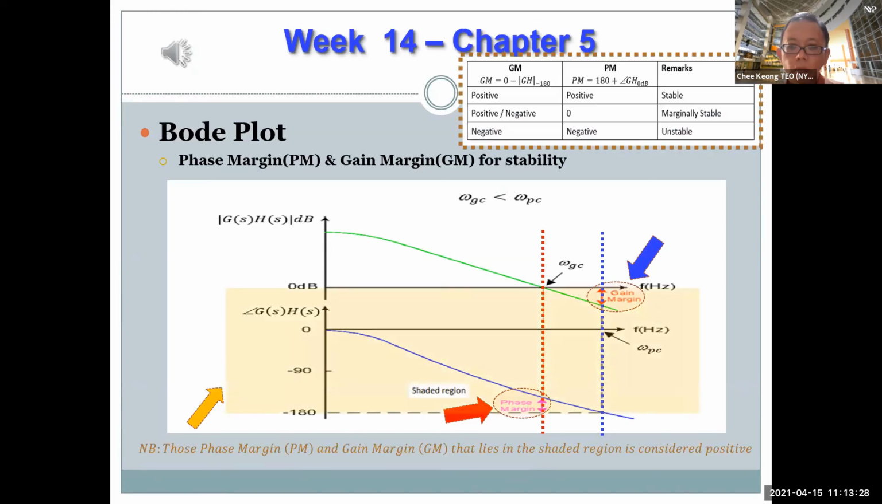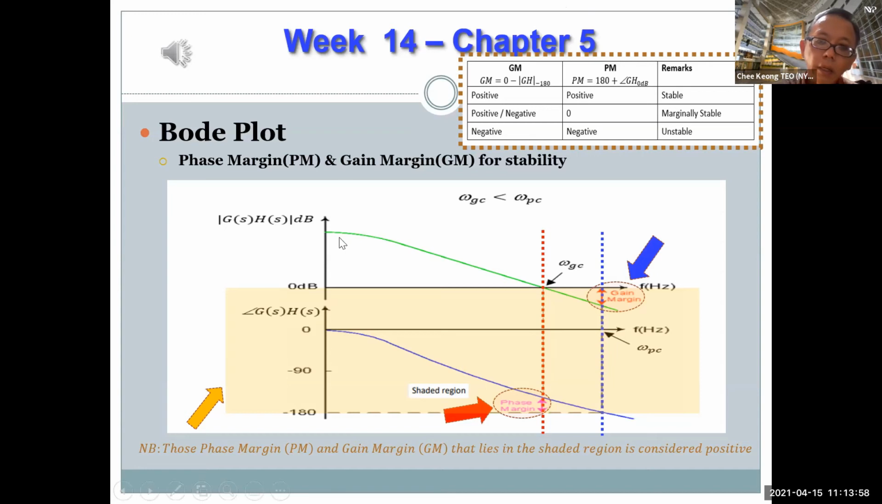GM. Note that as long as the gain margin and phase margin fall within the shaded yellow area, the region bounded by 0 dB and minus 180 degrees, the phase margin and gain margin are positive. If the phase margin or gain margin are outside the shaded region, they are negative. With that understanding, we can use the table on the top right-hand corner to determine the stability of the system.